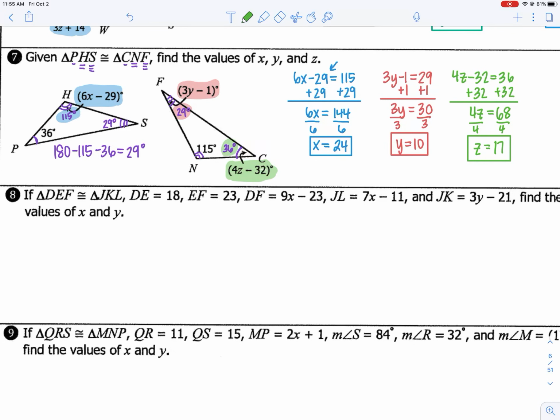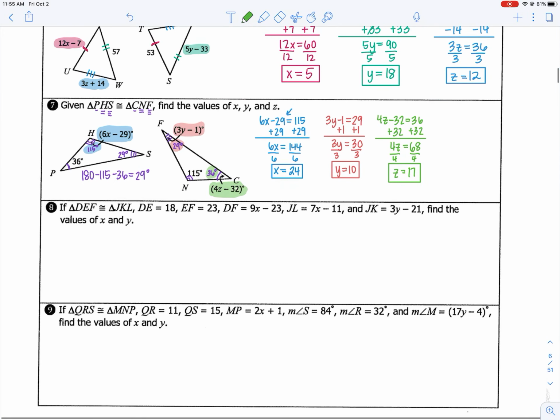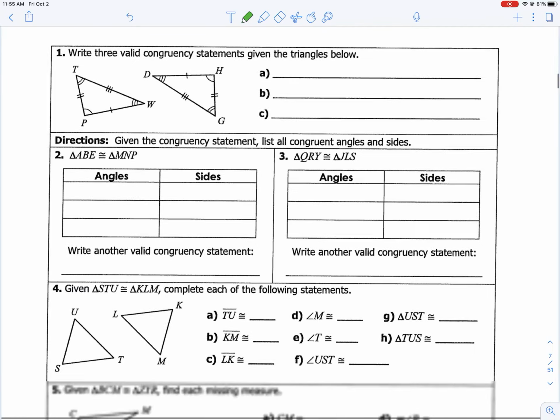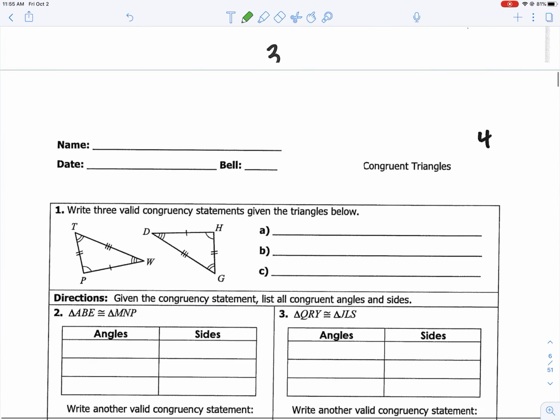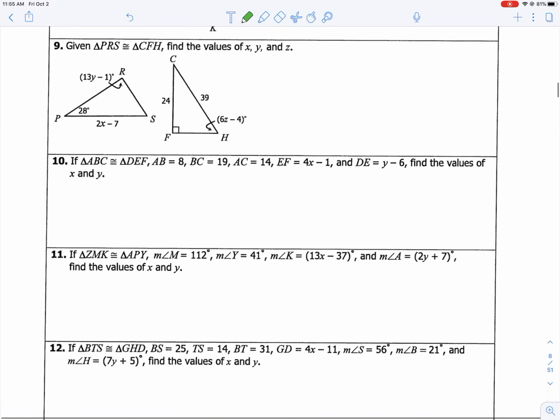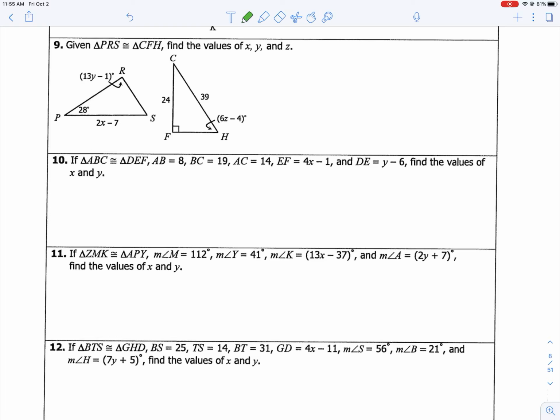If you want more practice with this, the answers are in my notes key. So you can go back and look at those for pages 3, 4, and 5. We did some of those. The answers are in Google Classroom on the Unit 2 2B key.